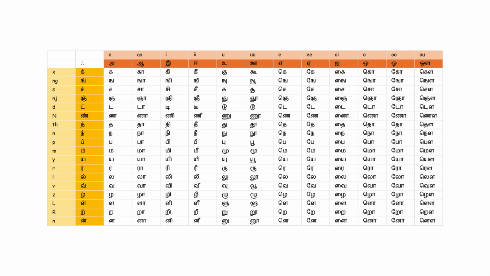So if you wanted to make the sound ka, all you have to do is find the intersection between the k consonant and the a vowel. And that's here. So in Tamil, ka is this character.